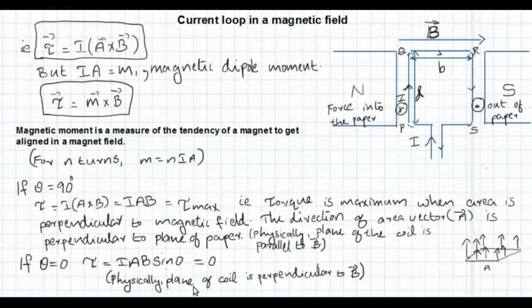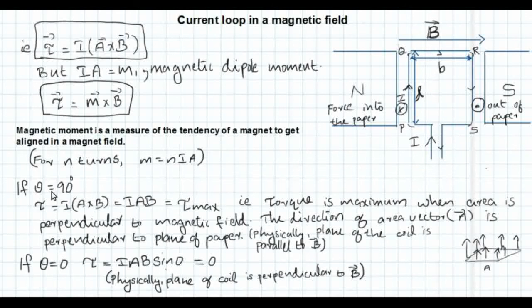Physically the plane of the coil is perpendicular to B. So in this case the area vector and magnetic field will be parallel. So the direction of area vector and direction of magnetic field will be parallel if the plane of this coil is perpendicular to magnetic field. So suppose it is perpendicular to the direction of the field, this arrow will be parallel to the direction of B. That happens when it is perpendicular to the direction of B.